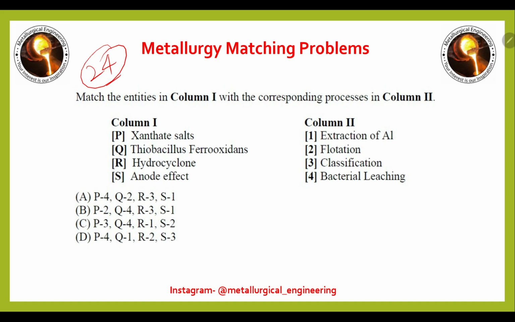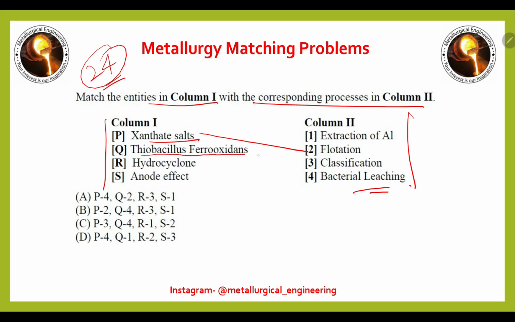This is the 24th matching problem. Match the entities in column first with the corresponding processes in column second. Xanthate salts are used in flotation, and Thiobacillus ferrooxidans is used in bacterial leaching, hydrocyclone is used in classification, and anode effects are used in extraction of aluminium. So the right answer is B part, that is P2 Q4 R3 and S1.